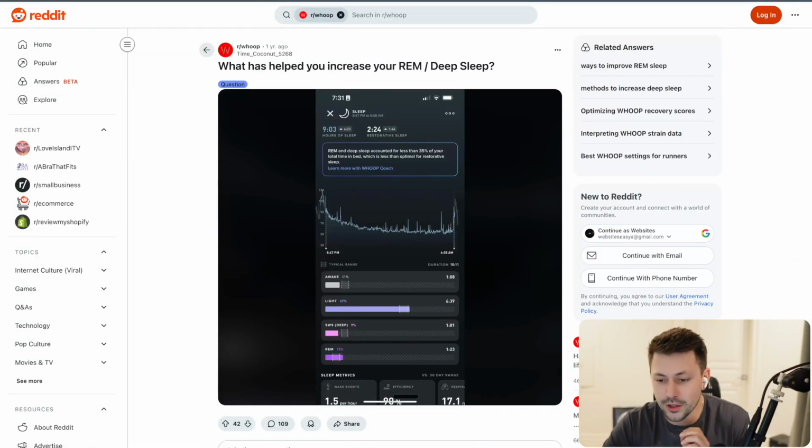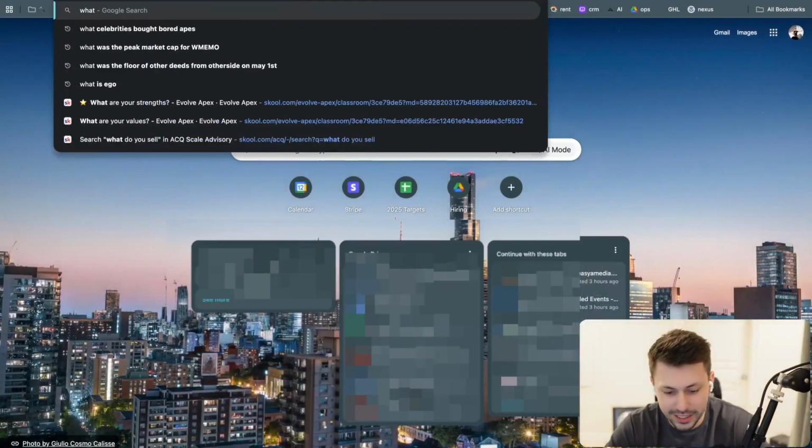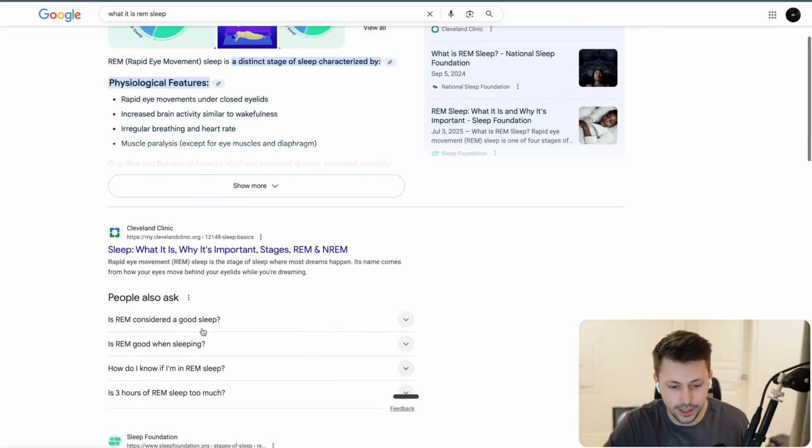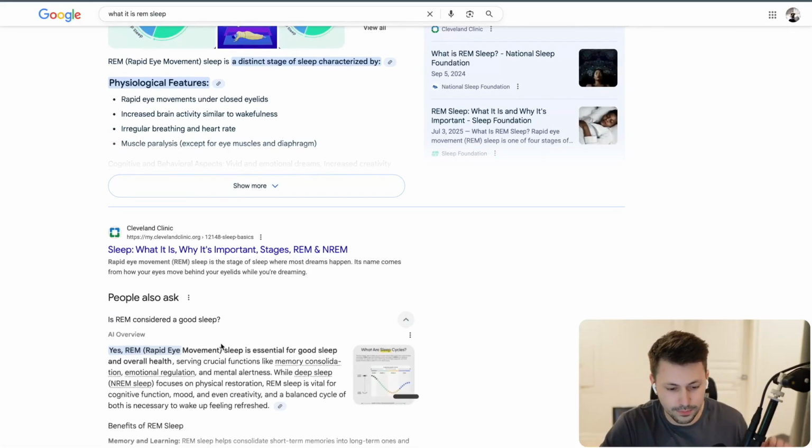You need to go and search, like, what is REM sleep? If you don't know what it is and you're doing this research, well, here we go. Rapid eye movement sleep is a distinct stage of sleep characterized by all these different features, okay? So is REM considered good sleep?